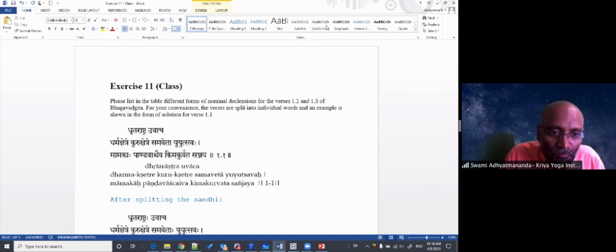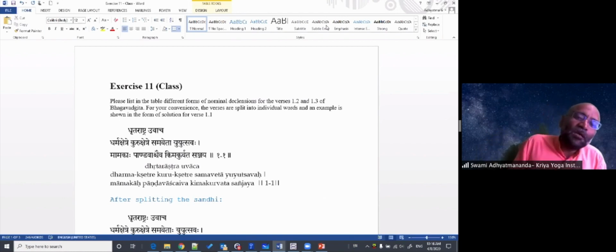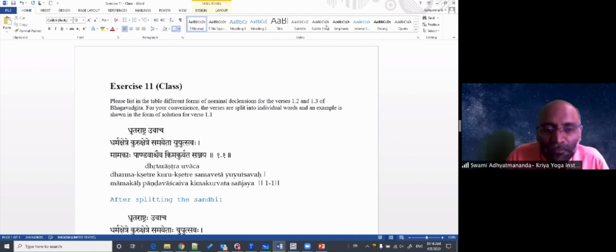Let me see the questions. There is a question from someone: Swamiji, I can read Devanagari. Do I need to memorize case names in English? It is a good thing. The reason is that a lot of Sanskrit material on the internet, and it's really good material, is in English, though the words are in Devanagari. So if you remember the English names, it is helpful. And there are not so many names.